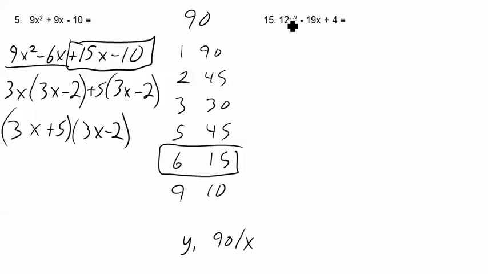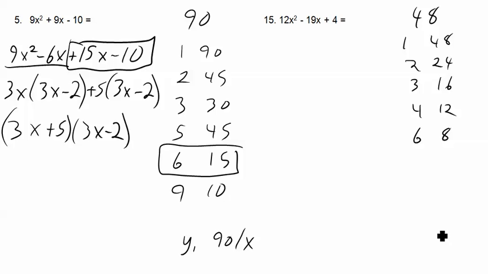Alright, so over here, 12 times 4, it's 48. So we're looking for factors of 48 that when we add them equal -19. I'm going to pause this and write down the factors. Okay, again, you can use on your calculator, you can go into y equals and go 48 divided by x, and it'll give you these pretty easily if you don't want to work them out.